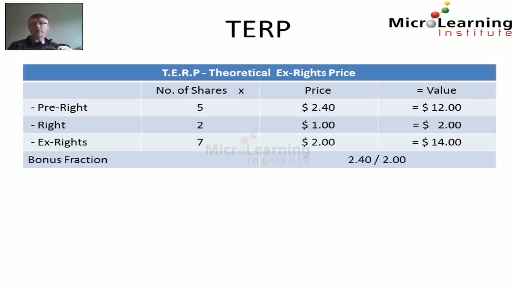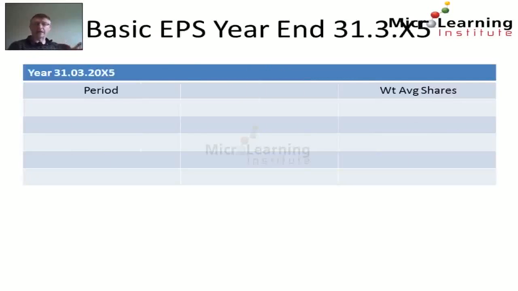And the bonus fraction is the share price pre the rights issue versus the theoretical ex-rights price. So that's 2.4 over 2. We can now move ahead and calculate the basic earnings per share for the year ended the 31st of March X5.